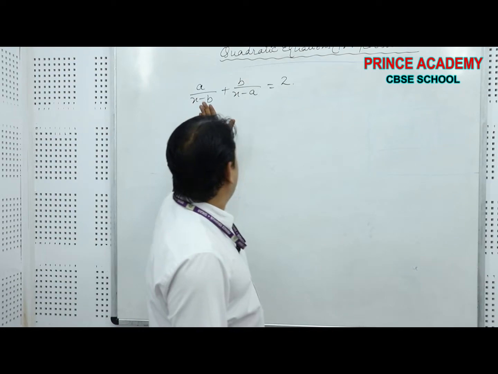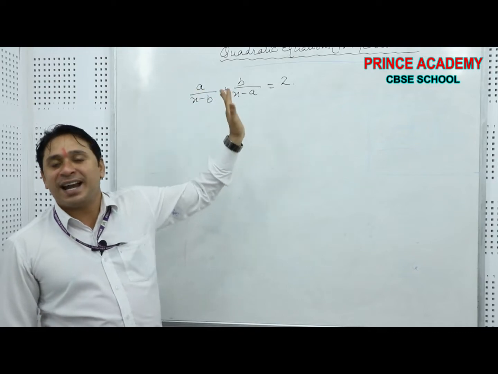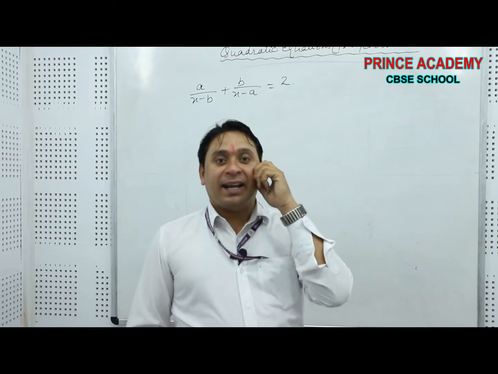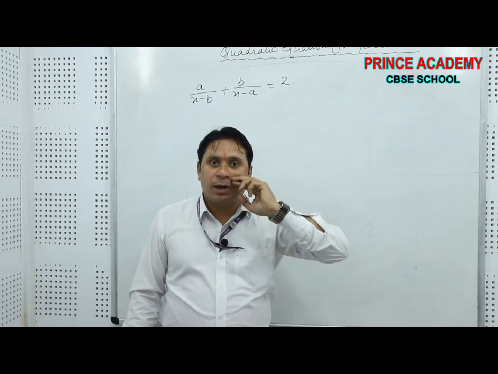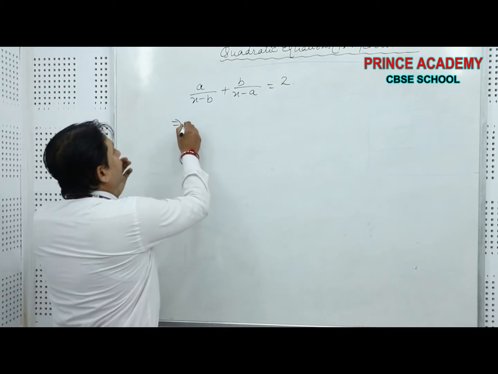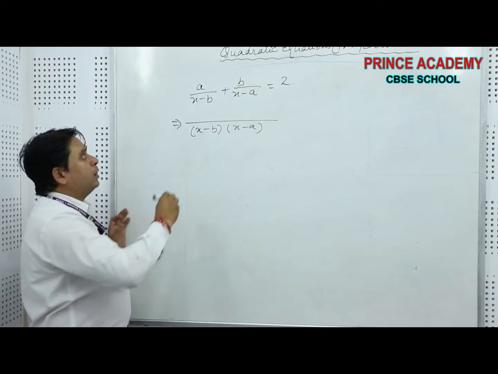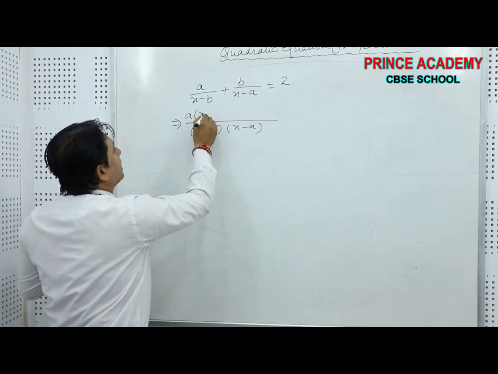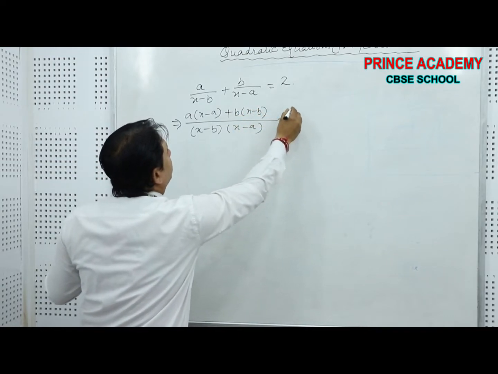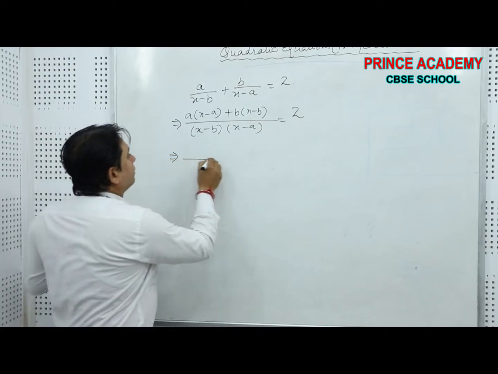See one thing. First of all, we have to make it like the standard form of a quadratic equation. And how do we do this? We make it like that by taking the LCM. A number of sums we have discussed like that. Now first of all take the LCM. (x minus b)(x minus a), multiply with this: a into (x minus a), plus b into (x minus b), is equal to 2. Yes or no?